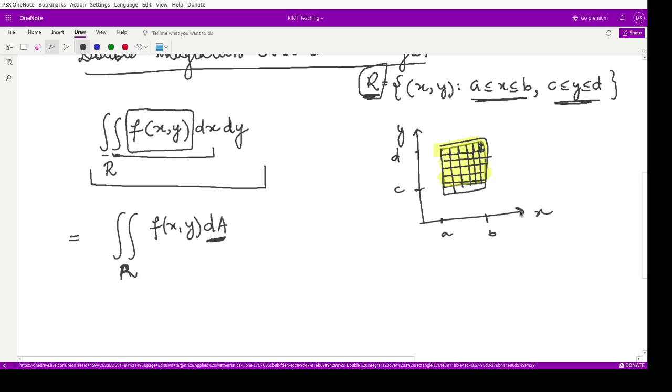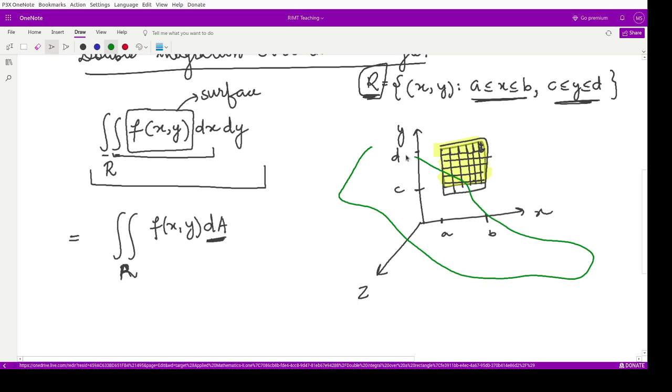So this is your x-axis, this is y-axis, so you will draw another axis, that is z, because now we are talking about volume. So over this particular portion, now what would be your f of x, y? This would be some surface. So actually how would it look like? It would look like something like this, right?